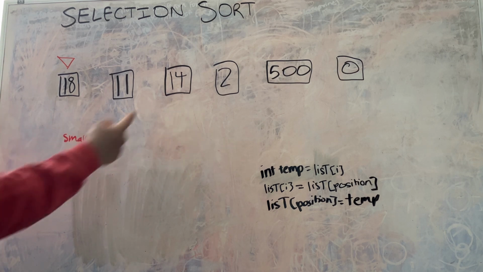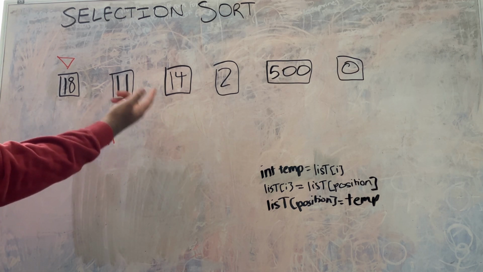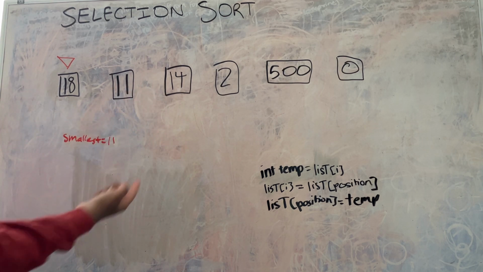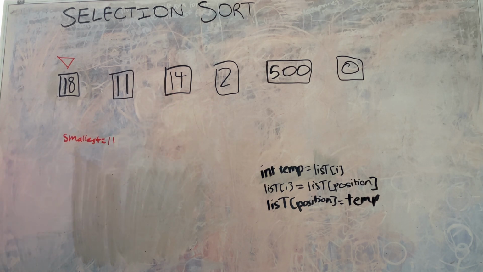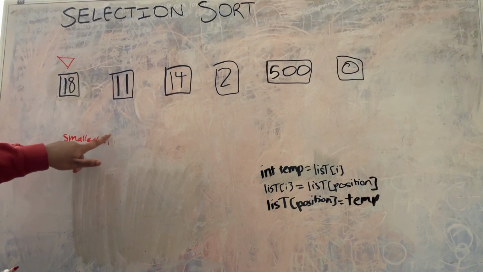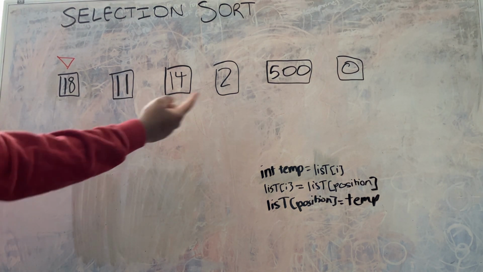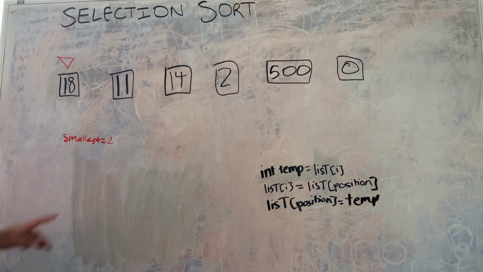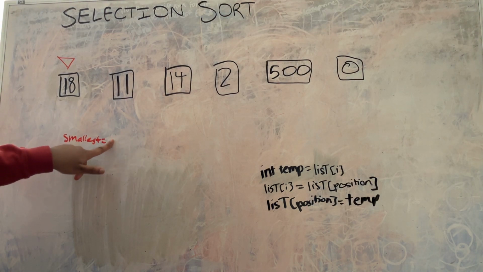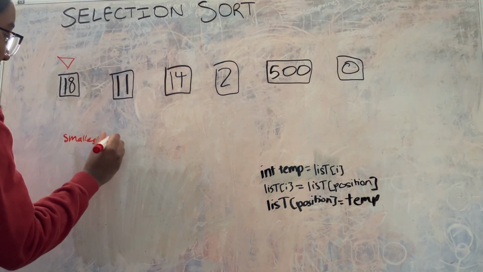And likewise, it keeps going. So it goes to 14. 14 is greater than 11. We don't need to change that. It goes to 2. 2 is smaller than 11. So we're going to change smallest to 2. And then it goes to the end of the list, finds that 0 is the smallest number.